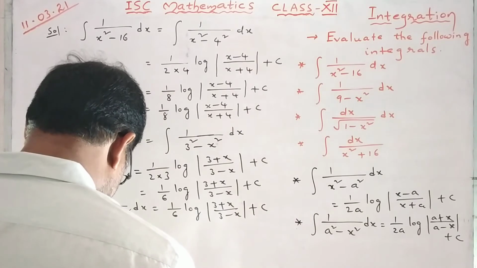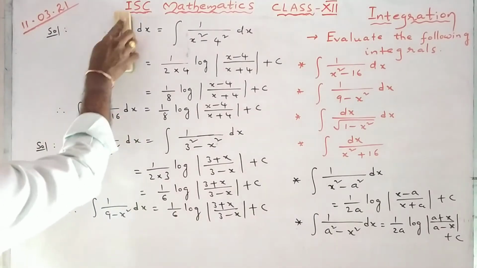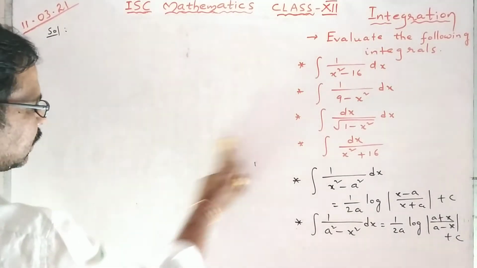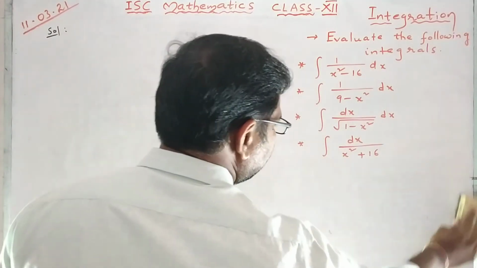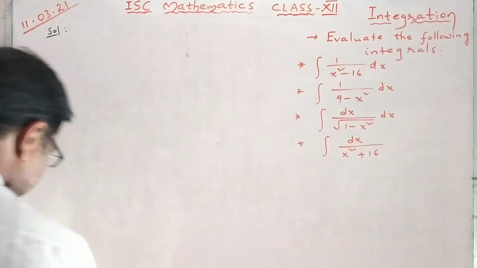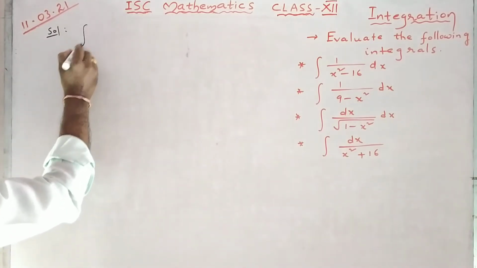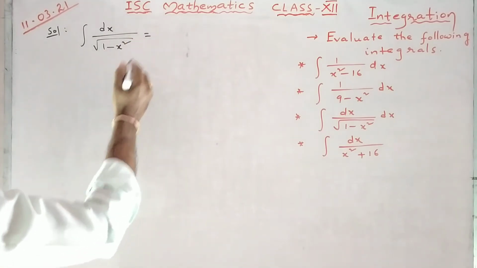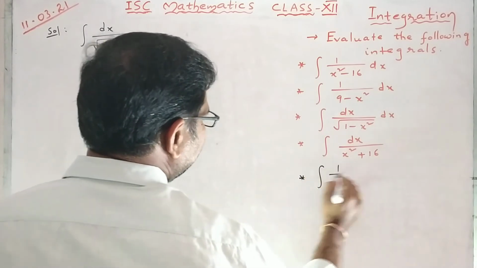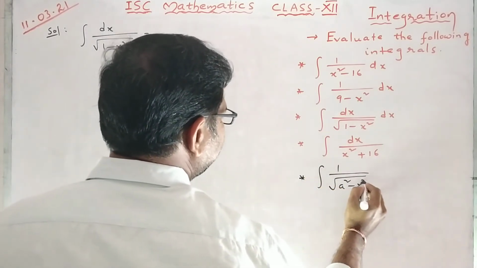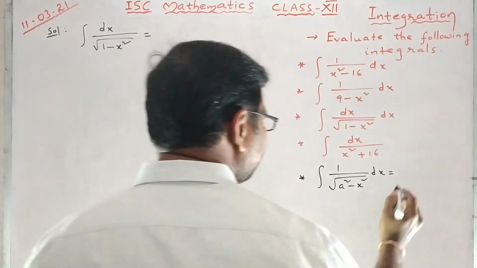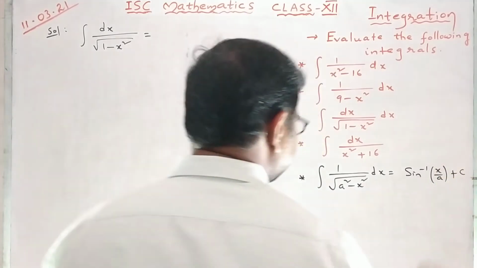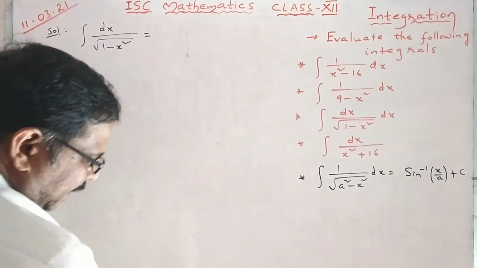Third one, look at third one. Third and fourth, again two more standard integrals. Those are, first one is integral dx upon square root of 1 minus x square, it looks like integral 1 by root a square minus x square dx equal to sine inverse of x by a. This is the formula. Sine inverse of x by a.